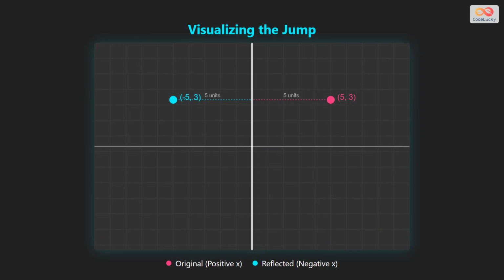Here we can see what that looks like on a graph. The original pink point is on the right side. After reflecting it over the white vertical line, it lands on the left side. Notice that both points are the same distance away from the center line.